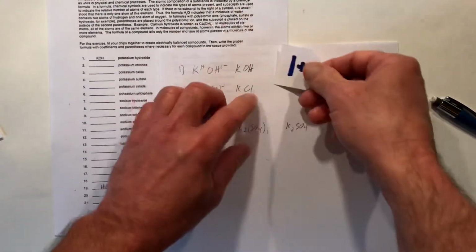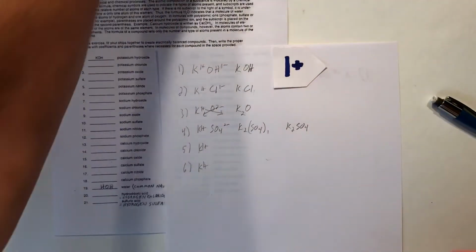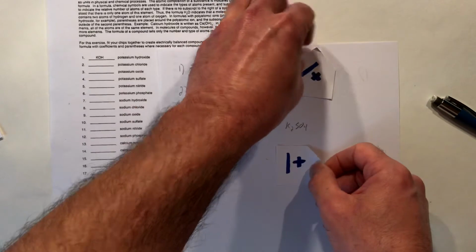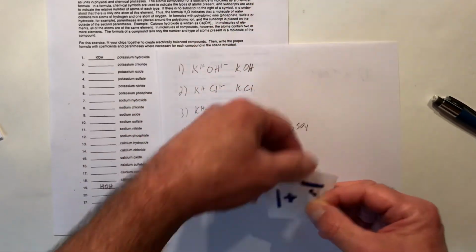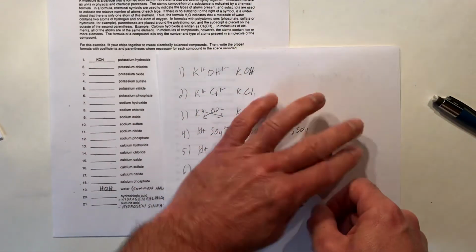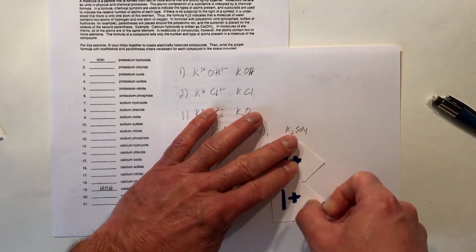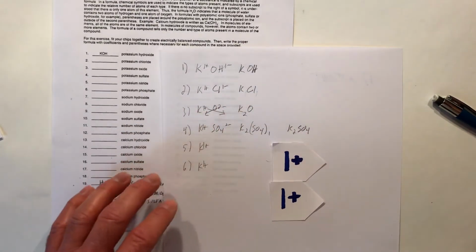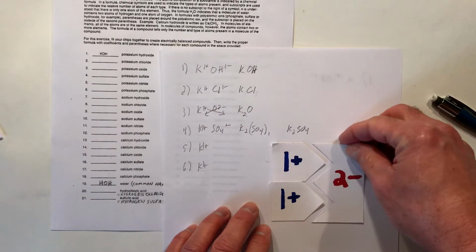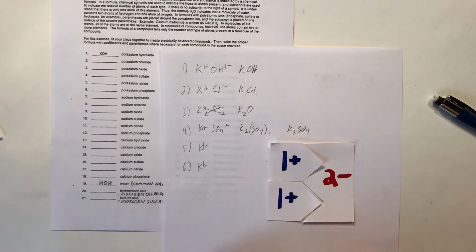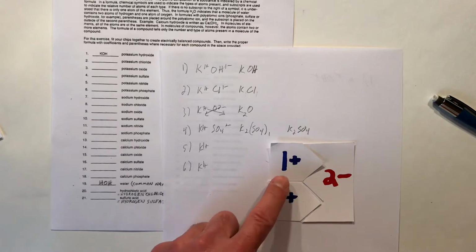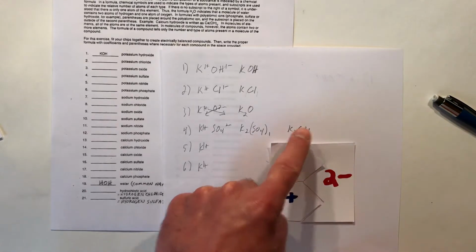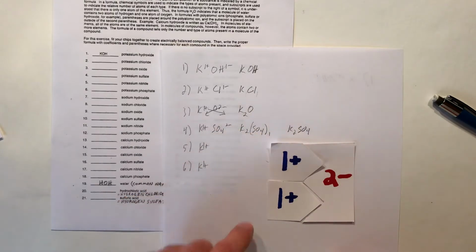We have 2 K1 pluses. Put them down here. And we have one SO4, it's got a 2 minus charge. So when we see K2SO4, we're seeing a compound that's neutral. 2 1 pluses when we have 2 Ks, and 1 SO4 2 minus when we have 1 SO4.